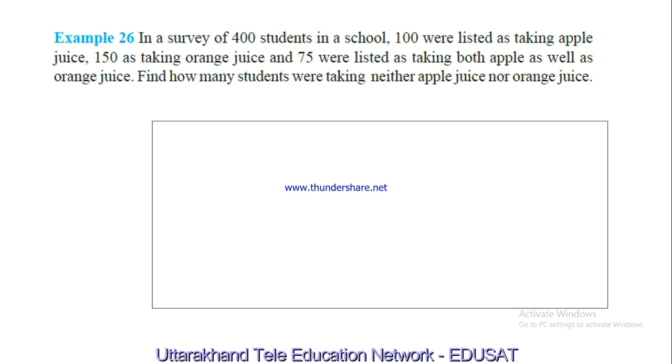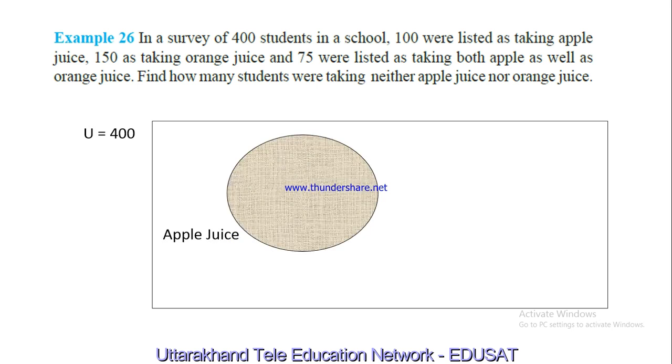So now this is a box that we are showing. Why are we showing this particular box? Because there are total 400 students in the school. Total number of students in the school is 400. Now how many are going to take apple juice? Again, the word only has not been mentioned anywhere, so you don't need to worry about that.